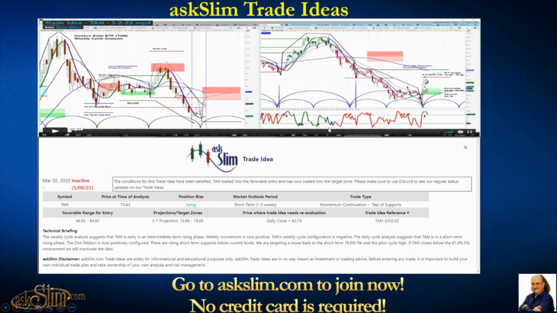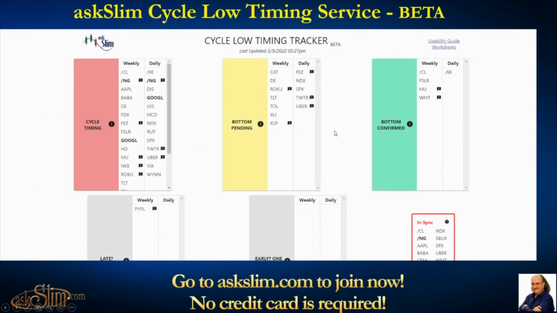And finally, I wanted to highlight our new askSlim cycle timing service, which is now in beta. We're really excited about launching this new service. Our askSlim methodology is a unique technical style that blends cycle analysis, momentum analysis, and swing high, swing low techniques. Because of this analysis, we are able to offer projections not only in time and price, but also in direction. Being able to project in time is a core aspect of our cycle analysis and the askSlim methodology.